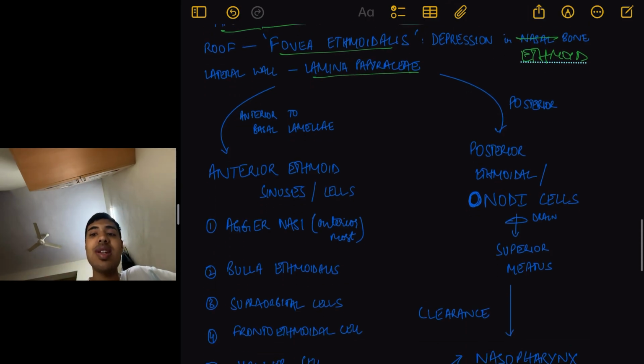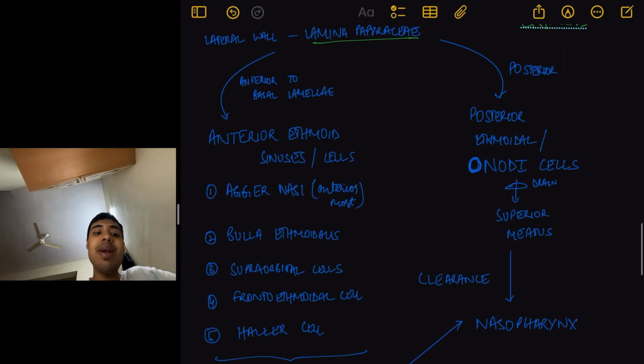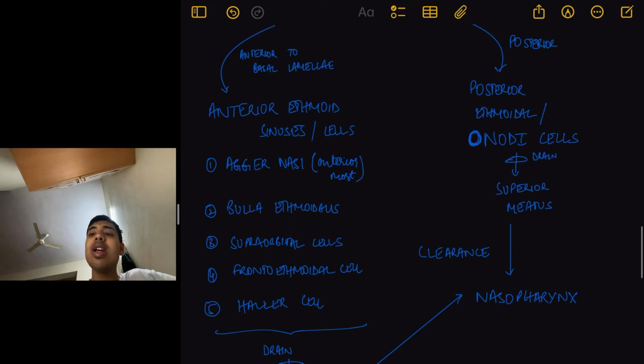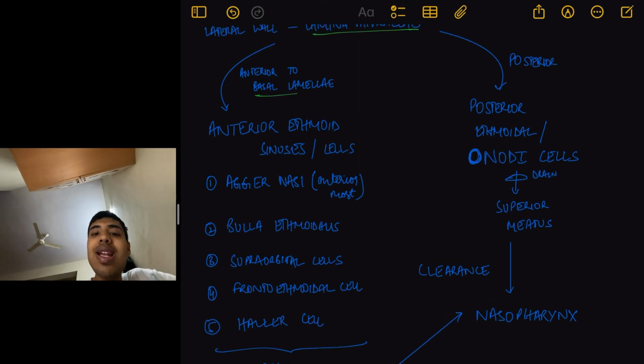Now, once again, the ethmoid sinuses can be divided into anterior ethmoidal air cells and posterior ethmoidal air cells. Posterior ethmoidal air cells are located posterior to the basal lamella. So once again, based on the basal lamella, you have posterior ethmoidal air cells and anterior ethmoidal air cells. Anterior to the basal lamella are the anterior ethmoidal cells.